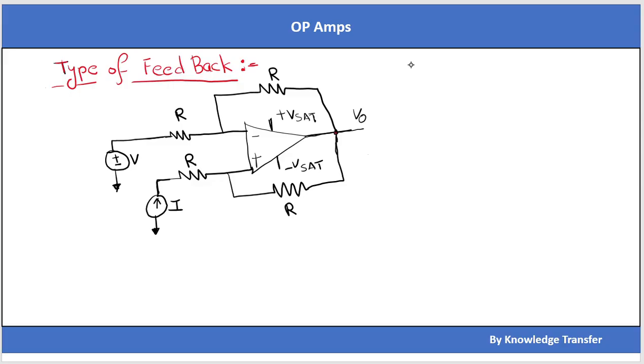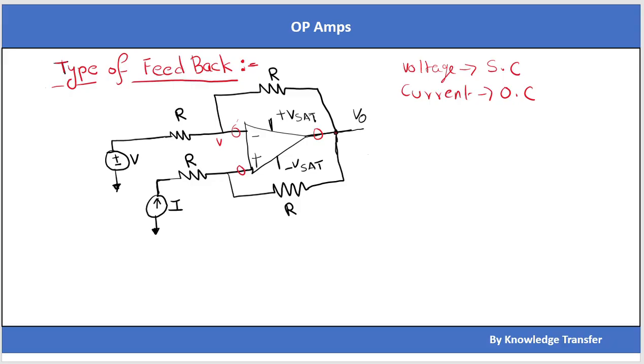So the first thing: voltage sources should be replaced with short circuits, and current sources should be replaced with open circuits. And you can break any node of the op-amp, because the op-amp has three nodes here. One is the inverting input, one is the non-inverting input, and one is the output. You can break any node and check what voltage it takes at that particular node.